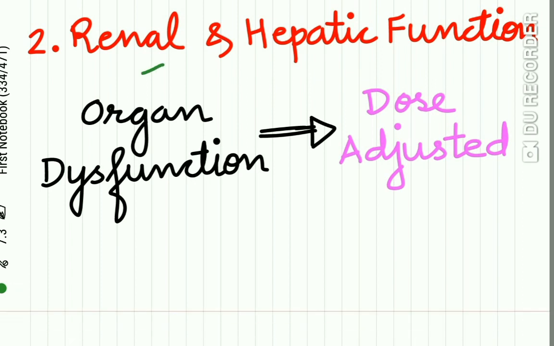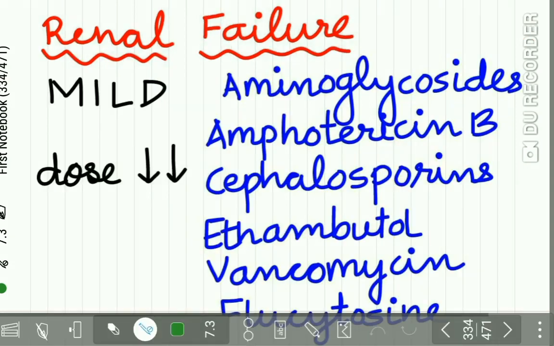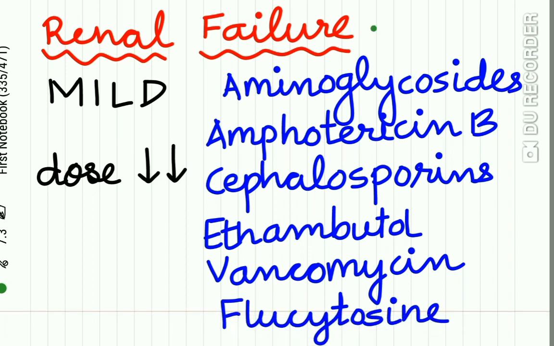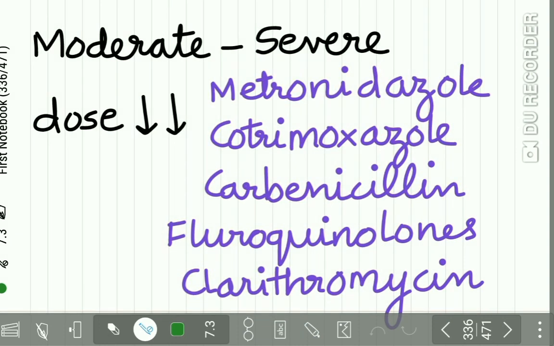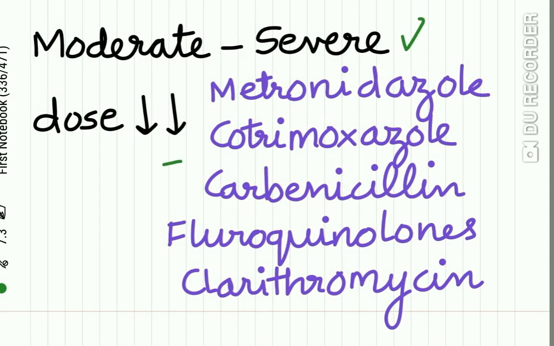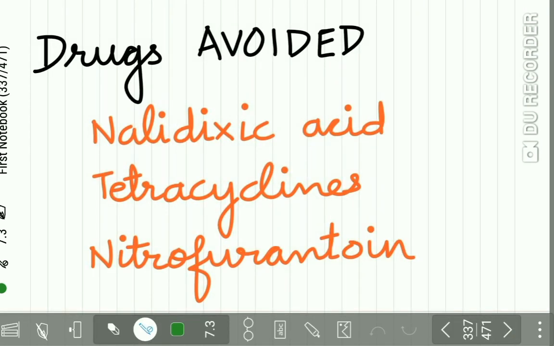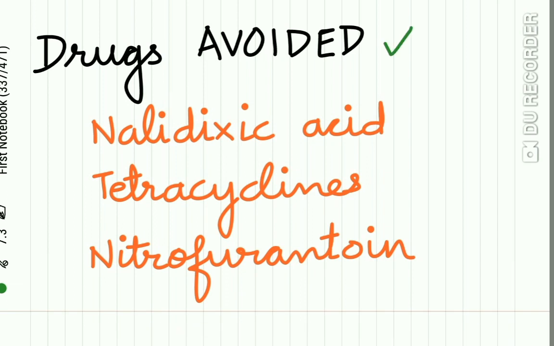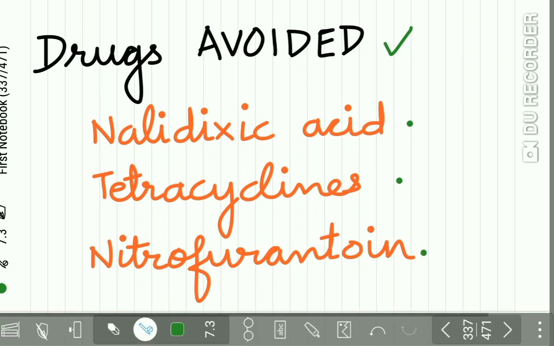Now, the second factor associated with the patient is the renal and hepatic function of the patient. If there is organ dysfunction in the patient, the dose of the drug should be adjusted. Now, if a patient has renal failure which is of mild category, then the doses of these drugs should be reduced, like aminoglycosides, amphotericin B, cephalosporin, ethambutol, vancomycin, and flucytosine. Moderate to severe renal failure requires reduction in the dose of metronidazole, cotrimoxazole, carbenicillin, fluoroquinolones, clarithromycin. And drugs which are totally avoided in renal failure include nalidixic acid, tetracyclines, and nitrofurantoin.